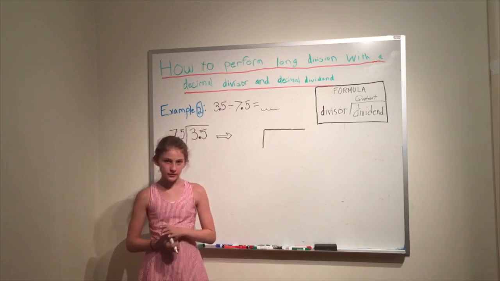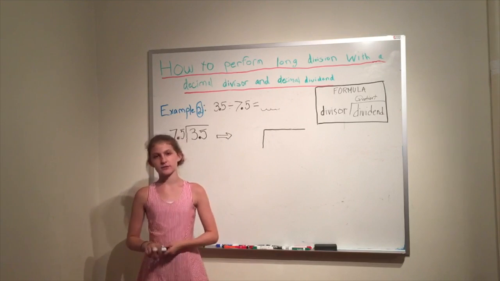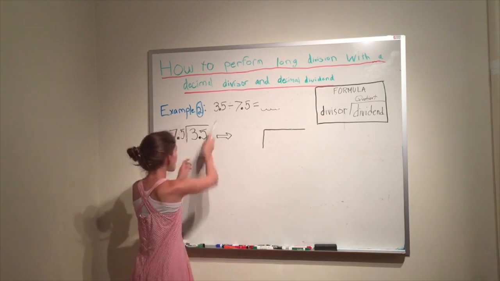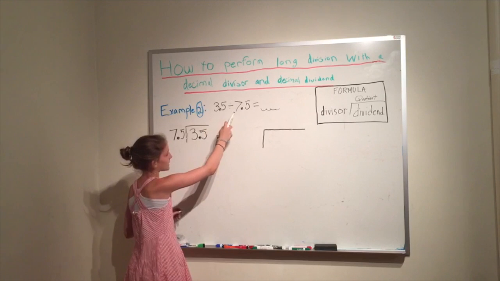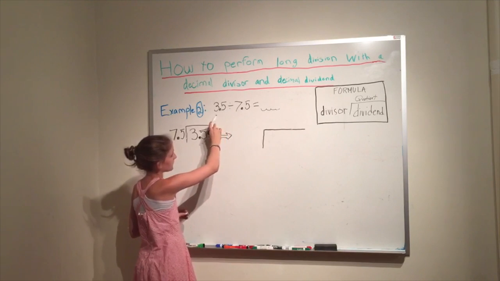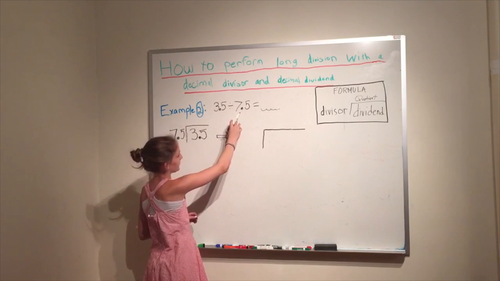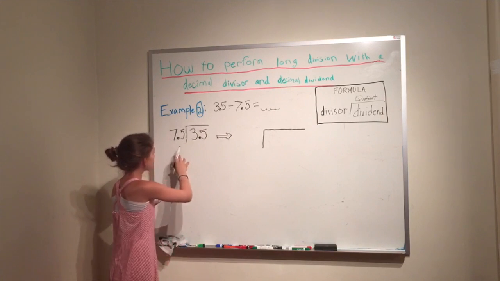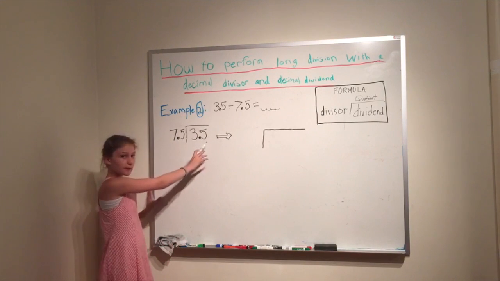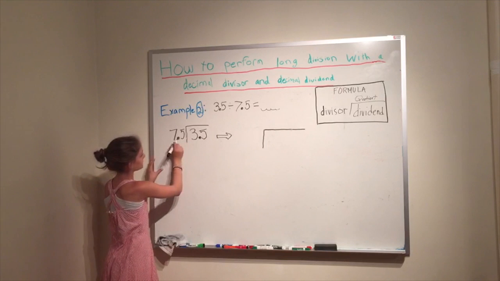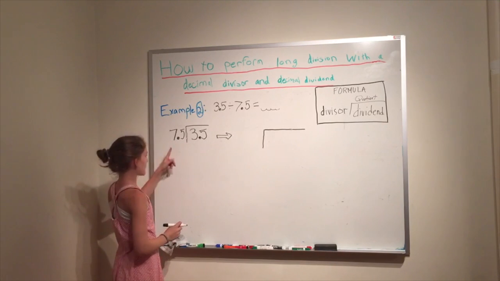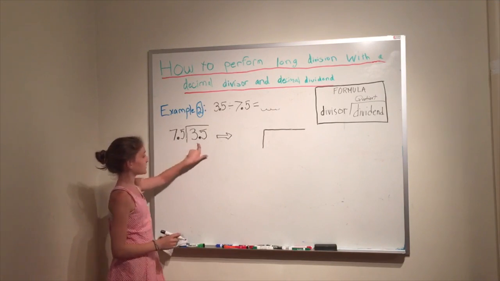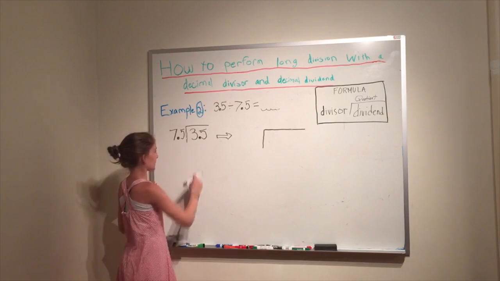Right now I will be showing you another example of dividing with decimals. Here's the problem: 3 and 5/10 divided by 7 and 5/10. 3 and 5/10 is the dividend and 7 and 5/10 is the divisor. So this is how the problem will be set up. 7 and 5/10, which is the divisor, will be outside of the box. 3 and 5/10, which is the dividend, will be inside the box.